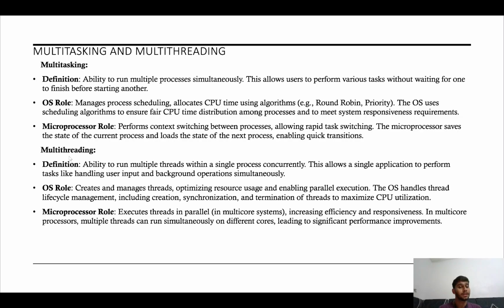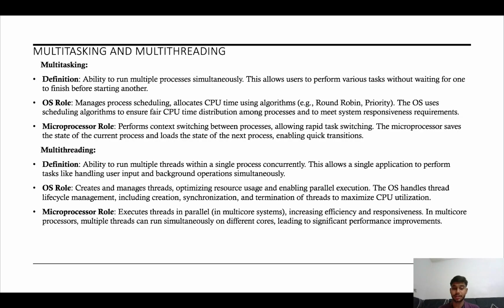Multithreading: the ability to run multiple threads within a single process concurrently, which allows a single application to perform tasks like handling user input and background operations simultaneously. The role of the OS is to create and manage threads, optimizing resource usage and enabling parallel execution. The OS handles thread lifecycle management, including creation, synchronization, and termination of threads to maximize CPU utilization.